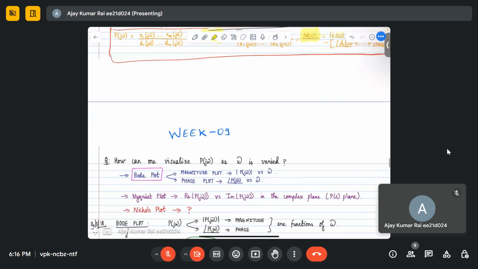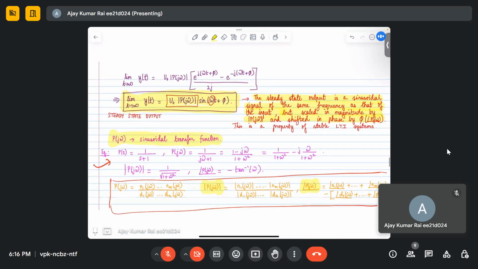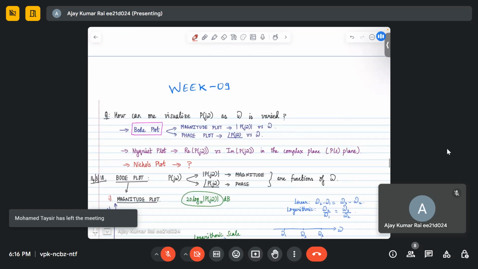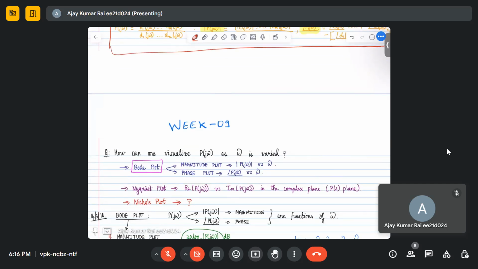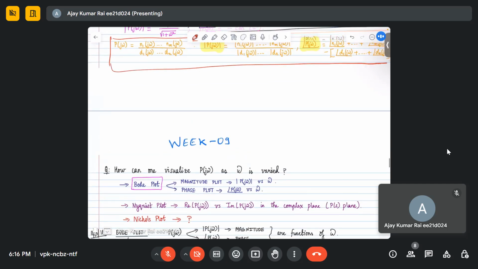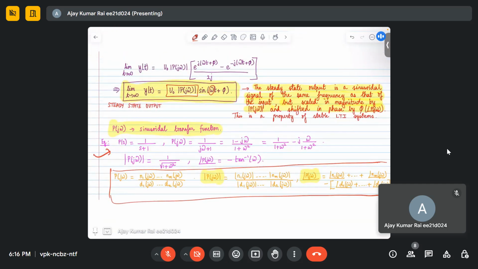So up to now we have covered this. In the next week we will cover the Bode plot, which is how we can visualize this particular type of system when the input is sinusoidal. So first is the Bode plot that we'll study. Up to now, any doubt?